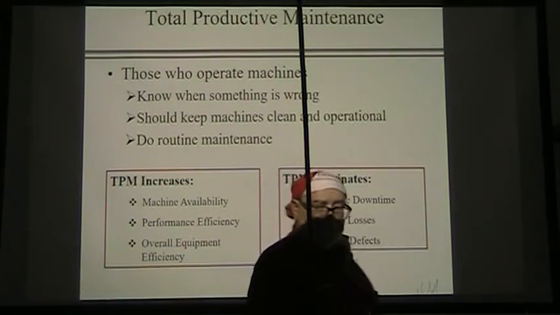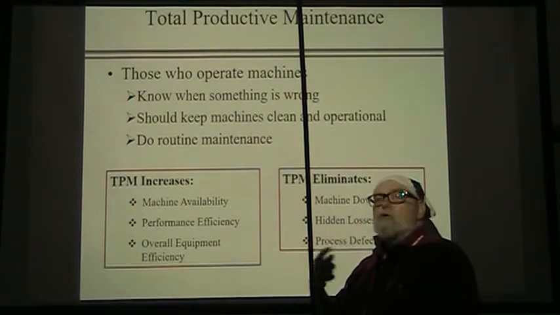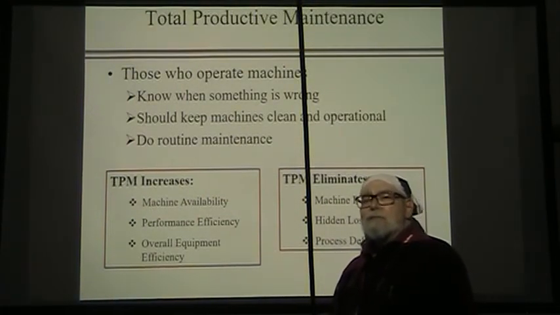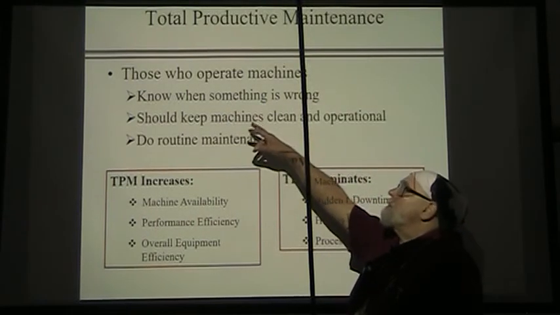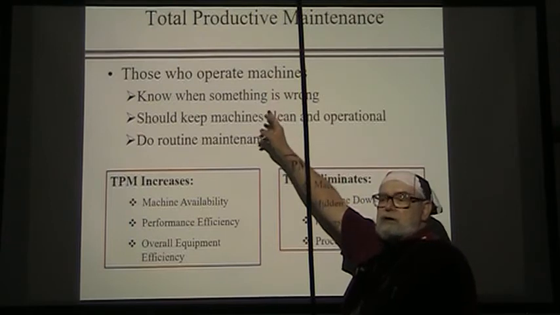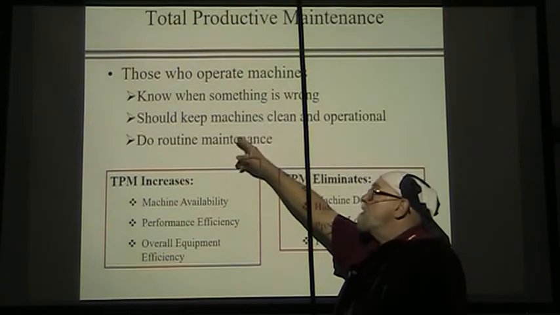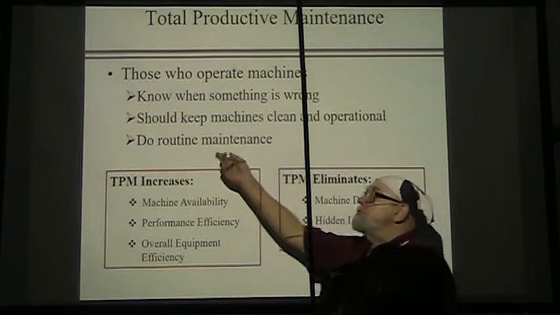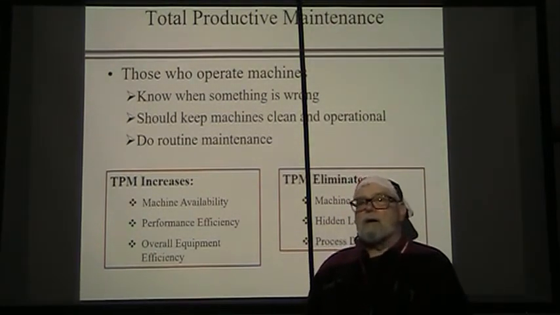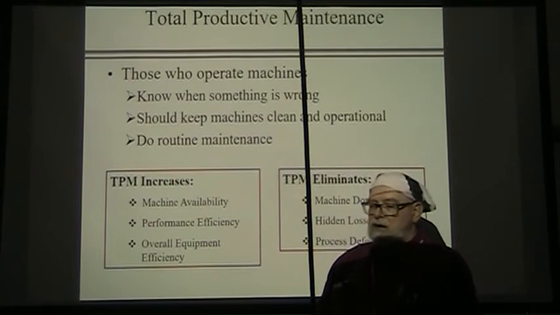All right, so total productive maintenance. This is just a quick overview of Lean. We're not going to go too deep into these ideas. The people that are operating the machines know when something is going wrong. They should be the ones who are keeping the machines clean and operational and do the routine maintenance. Just changing small parts that have to be changed, possibly even changing the oil in the machine, etc.